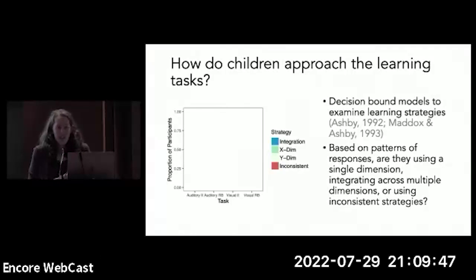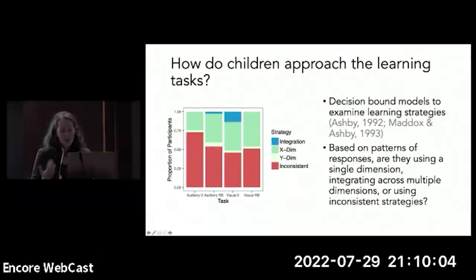And so what I'll show you here is the proportion of participants in each of the 4 different tasks using these different strategies. So I'll color the strategy where they use multiple dimensions as this blue integration strategy. If they're using a single dimension, it'll be a color of green. And then if it's inconsistent, it'll be red. And this is what their strategies look like.